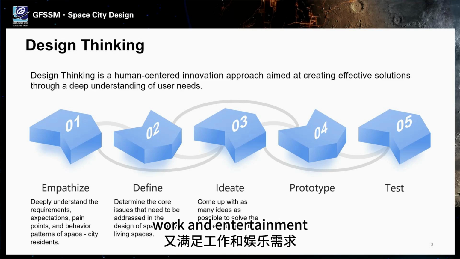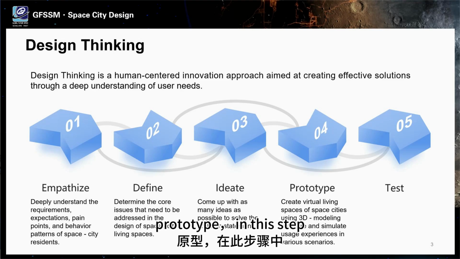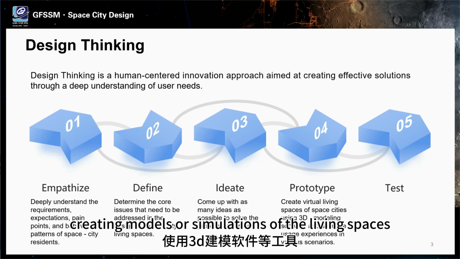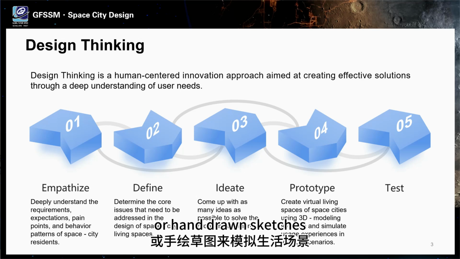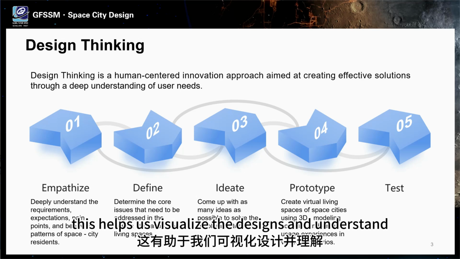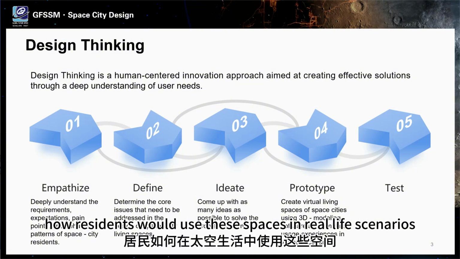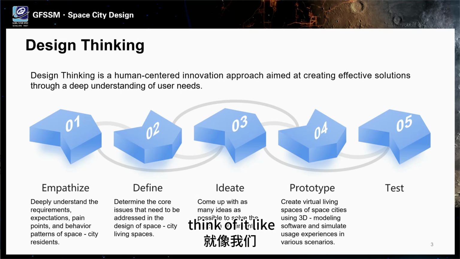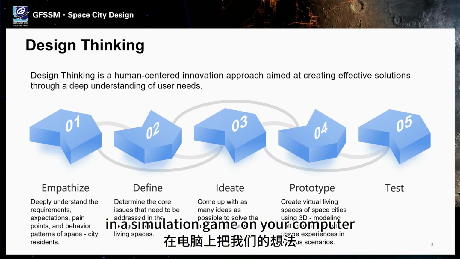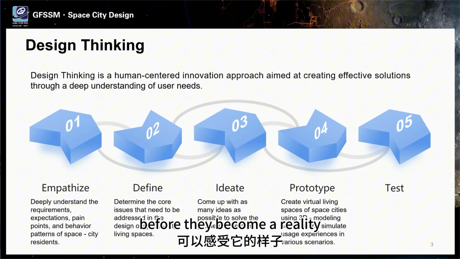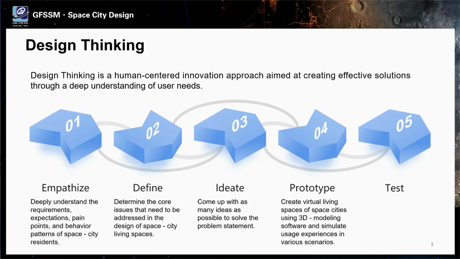and entertainment? Prototype. In this step, we start creating models or simulations of the living spaces, using tools like 3D modeling software or hand-drawn sketches. This helps us visualize the designs and understand how residents would use these spaces in real-life scenarios. Think of it like creating a model of a city in a simulation game on your computer, where you can test out your ideas before they become a reality.